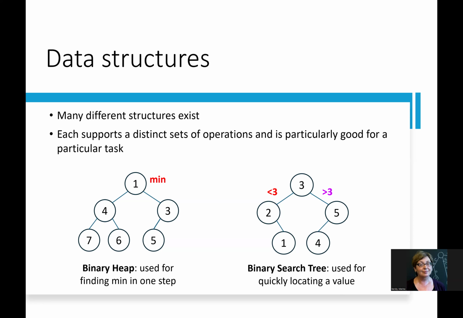If we also want to do search for an element, we probably would use a binary search tree. We can also find the minimum in the binary search tree. However, that will not be accomplished in one operation. We would need to search at least as the height of the tree.